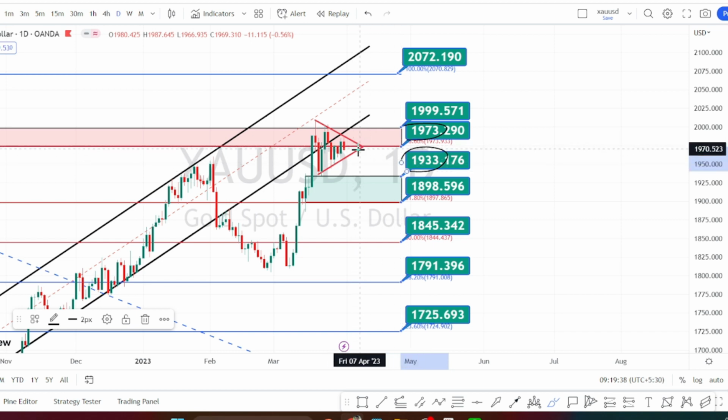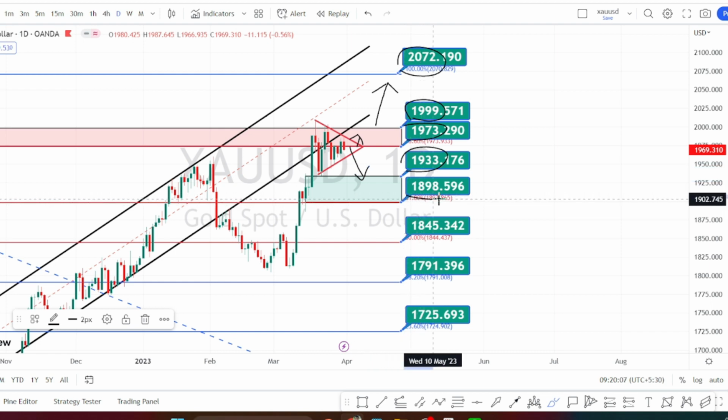Once the price action gives a breakout from this resistance level of 1973 on the bullish side, next level of resistance is going to be around 2000. Once this resistance level is breached, next level of resistance is going to be around 2072. And on the bearish side, if the price action bounces back from this resistance zone on the bearish side retracement, breaking this support level of 1933, next level of support is going to be around 1898, 1845, 1791 and 1725.